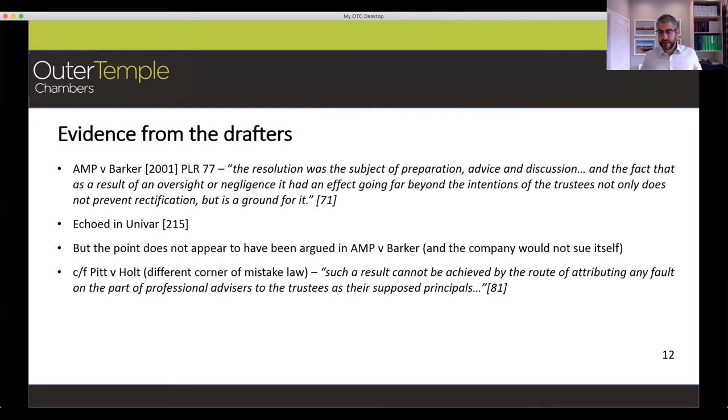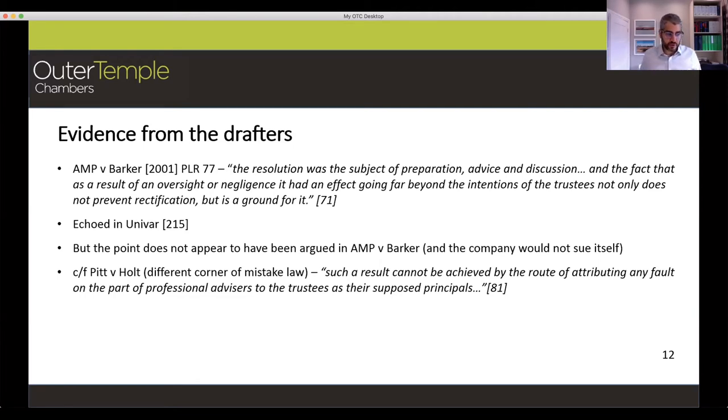There is usually always a mistake in the background somewhere, of course. It's just the nature of a rectification action. And so there's often a letter before action alleging negligence and a standstill agreement sitting in the background. And then the drafter, for example, the solicitor, is asked to come and give evidence in the rectification action where any loss from the negligence might be mitigated or extinguished.